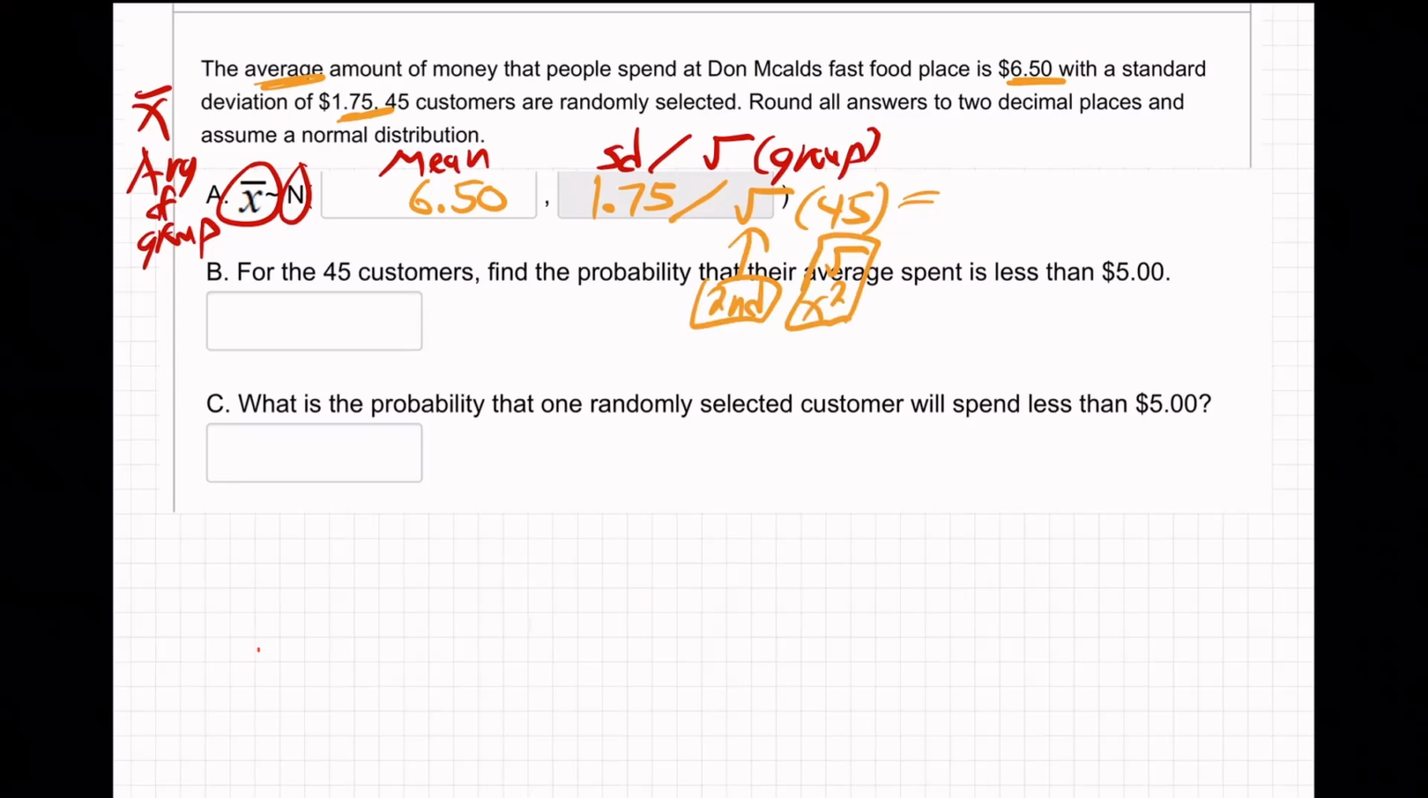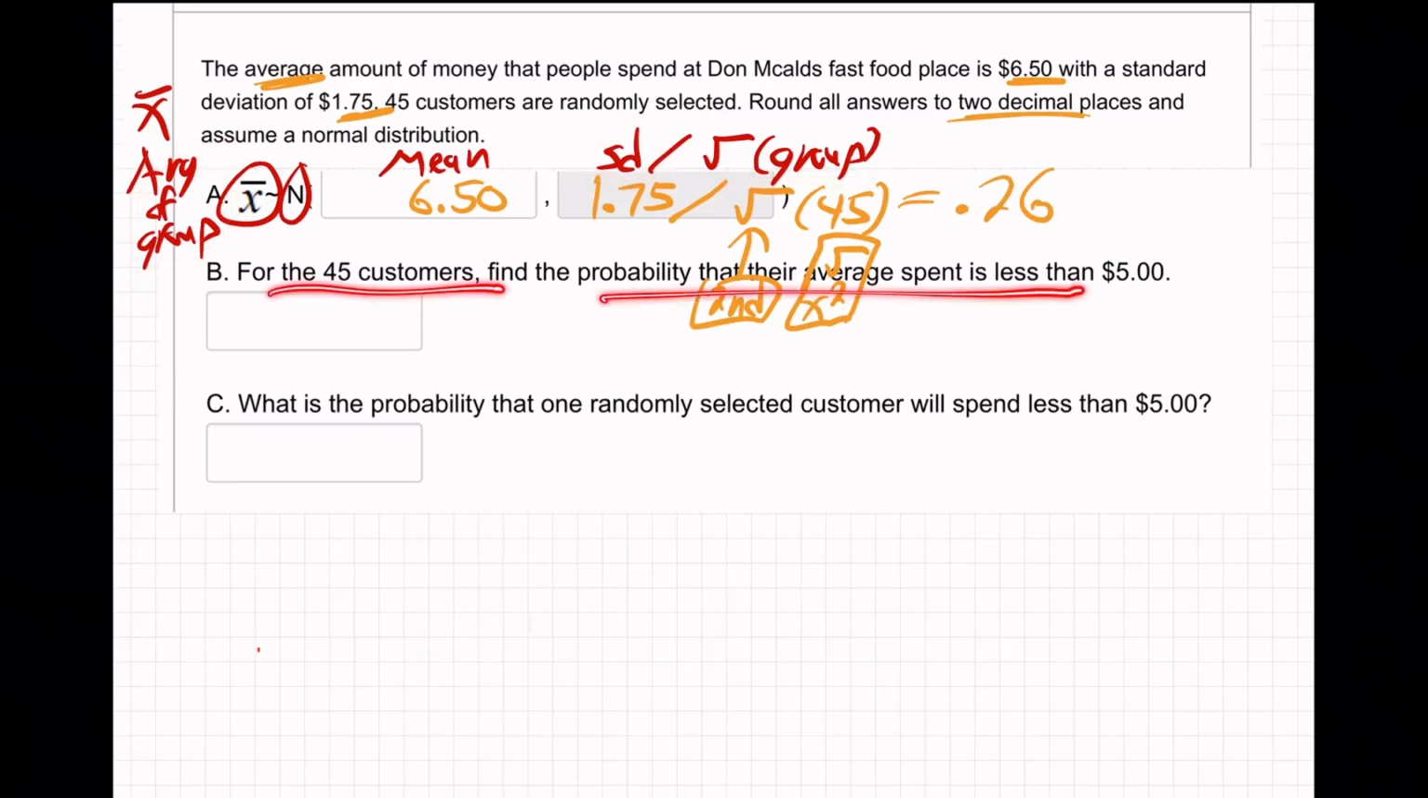And what am I getting? 1.75 divided by square root of 45. It wants you to round to 2 decimal places, so 0.26 for that answer. That's the only thing that's different about this chapter. All the formulas and all the percentages are the same, but for standard deviation, when you're talking about a group instead of an individual, you've got to divide by the square root of the group size. All right, let's go to the next one.